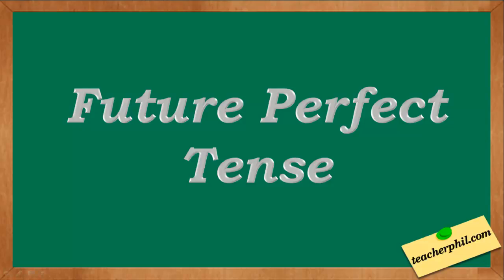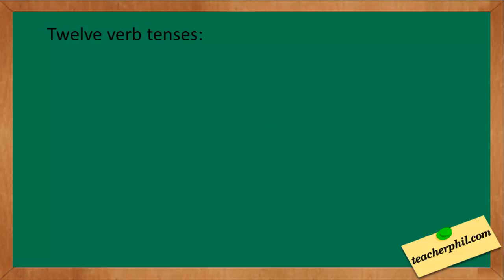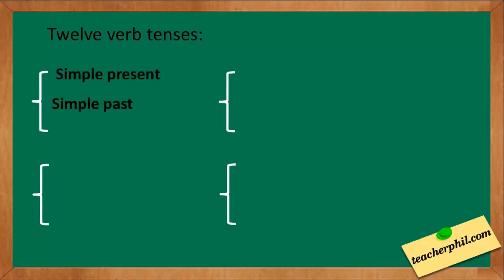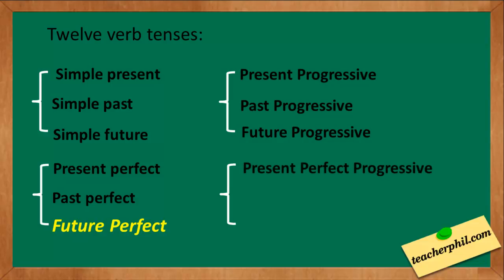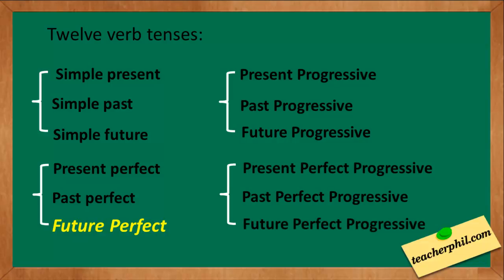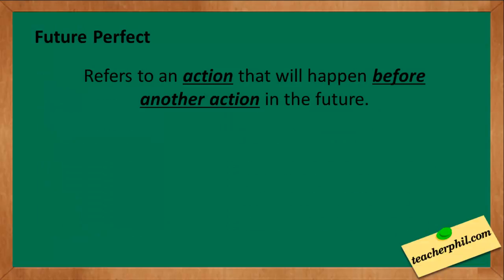Future perfect tense. The 12 verb tenses in the English language are the simple present, simple past, simple future, present perfect, past perfect, future perfect, present progressive, past progressive, future progressive, present perfect progressive, past perfect progressive, and future perfect progressive. This lesson will talk about future perfect. Future perfect refers to an action that will happen before another action in the future.